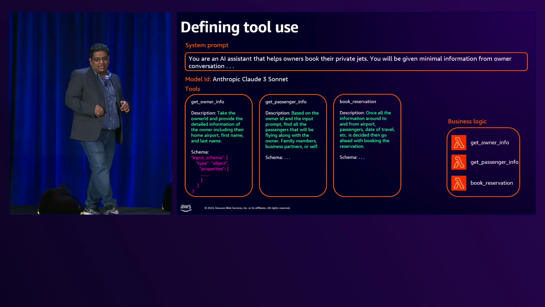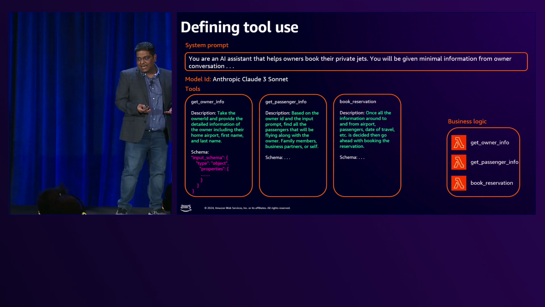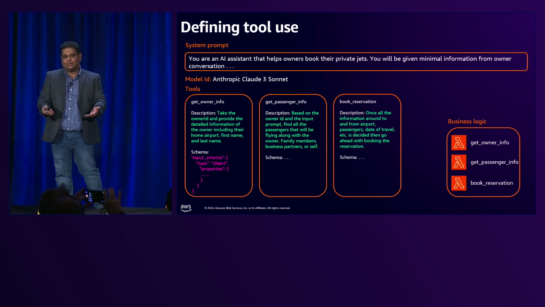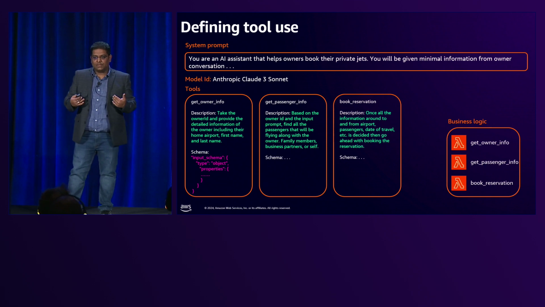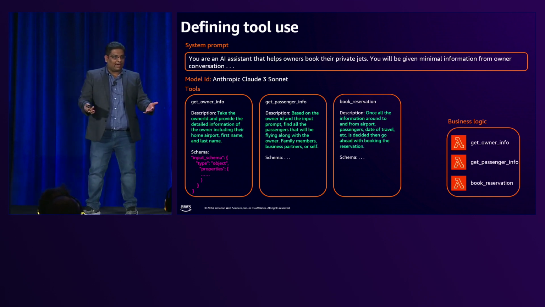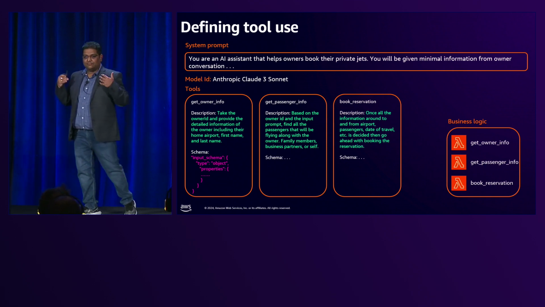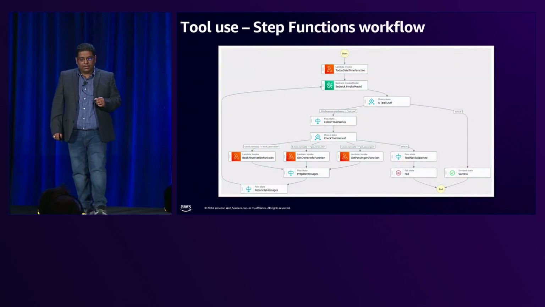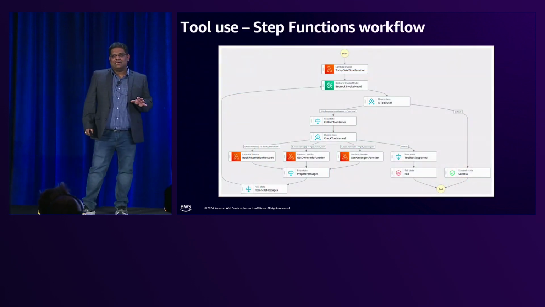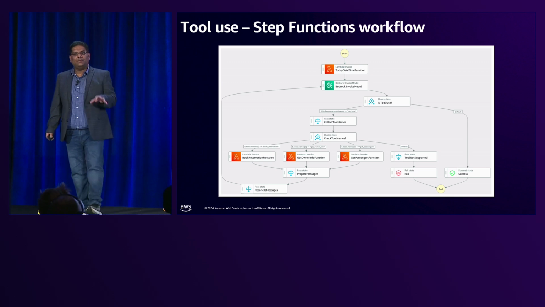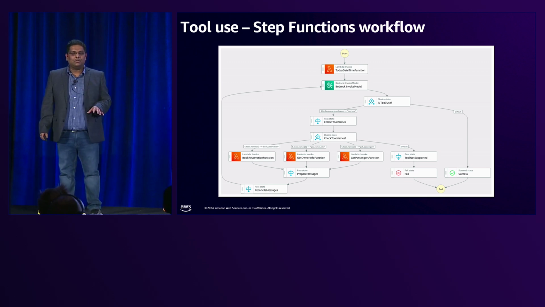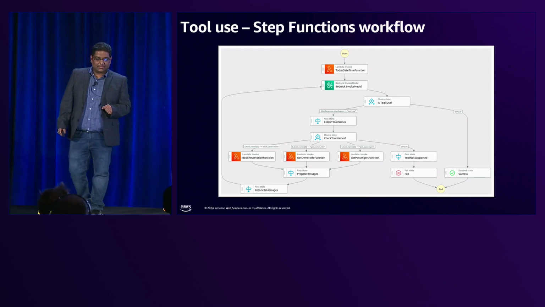In this example, we just used 3 Lambda functions as those tools that send back the business logic. If you send an owner ID, it will get owner information. If you send the owner ID again, it will give back passengers. And then finally, you send a JSON to book a reservation. So let's see how it looks inside a step function. We have already built this. The sample is all available for you to play around with. It will be available in the resources section.